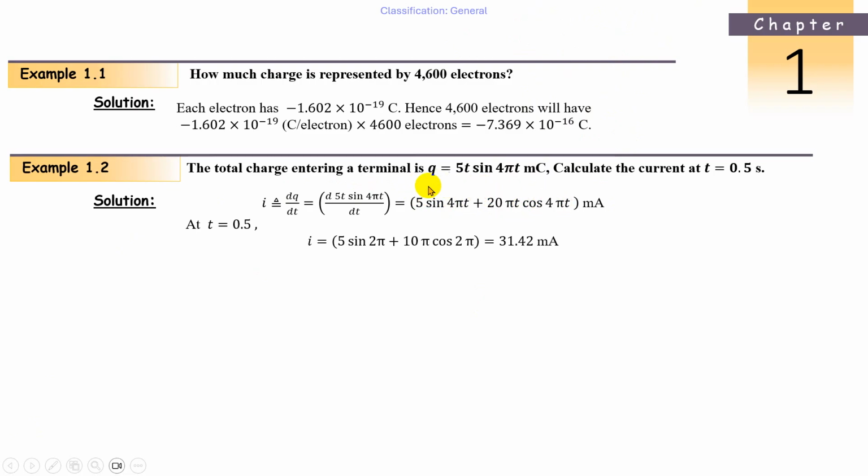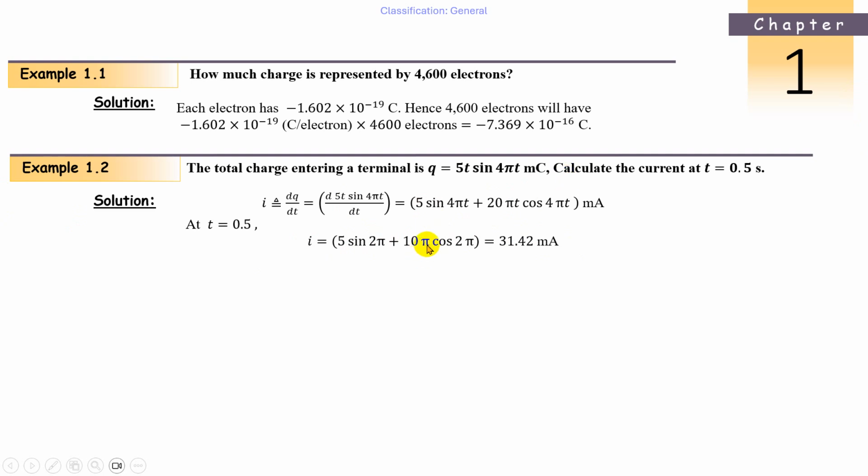So this is your a and b term differentiation, with milliamperes as it is. Now the current at 0.5 second: substitute wherever the t is there. T here is 0.5, so 4 pi into 0.5 becomes 2 pi. Another t is here, 0.5, so 20 times 0.5 is 10. So 10 pi cos 2 pi. Substitute all the values: 5 sin 2 pi plus 10 pi cos 2 pi. You will get 31.42 milliamperes.